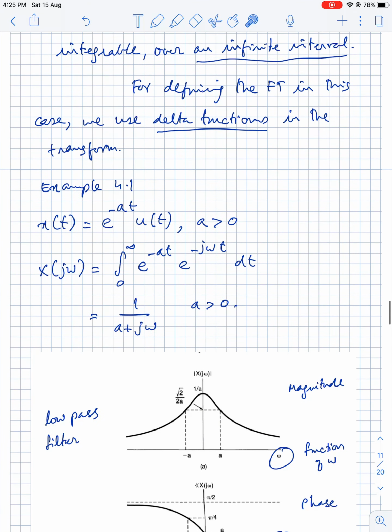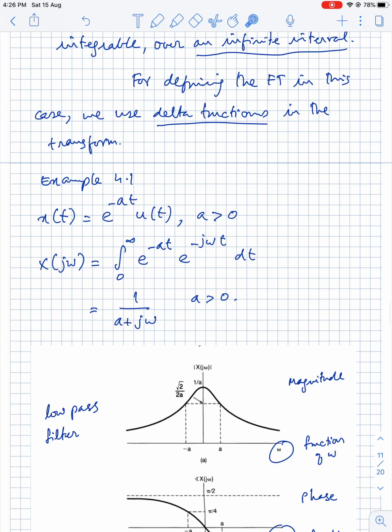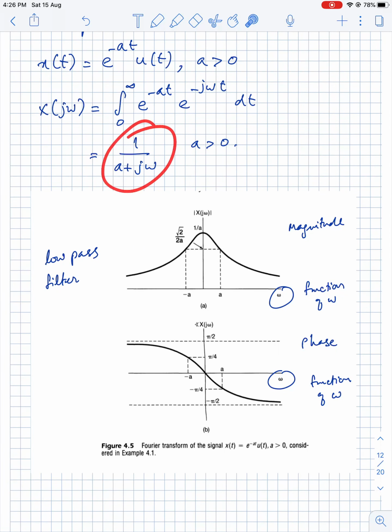Now we will look at some examples from the textbook. These are very illustrative examples, so that is why I have chosen them. Example 4.1: x of t is e raised to minus at, u of t, for a greater than 0. If you apply the analysis formula, you get X of j omega, which is 1 by a plus j omega, a greater than 0, and this is of course a complex number.